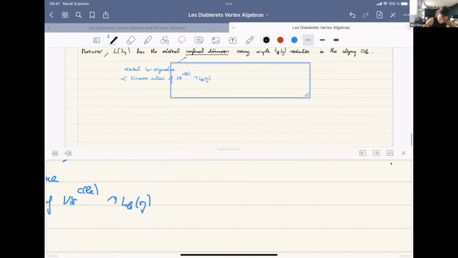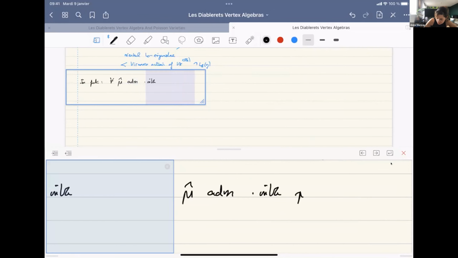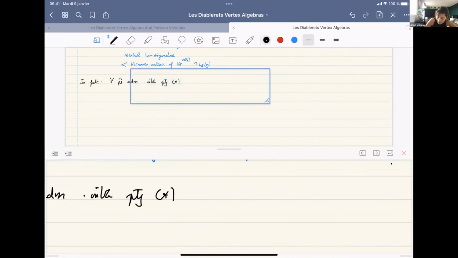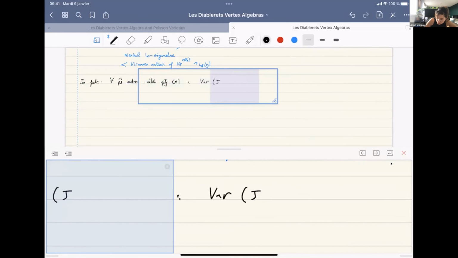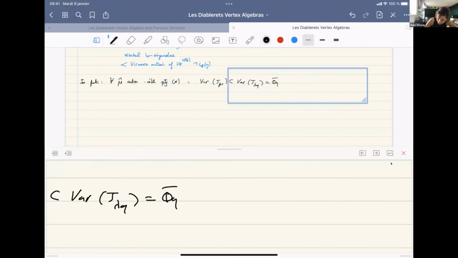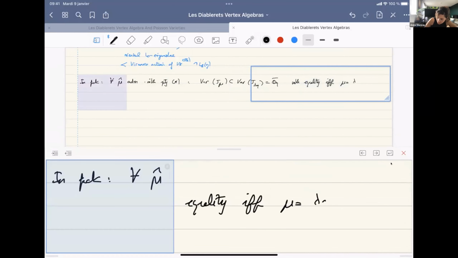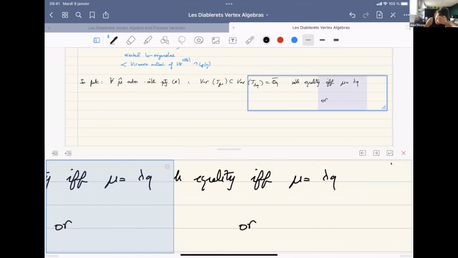And in fact, the minimality can be expressed as follows. So for any mu hat admissible with property star, as in Arakawa's theorem, the variety of J mu is contained in the variety of J lambda q, which is exactly the closure of O_q by our theorem. And with equality if and only if mu is lambda q or, so here we have less strong statements than in Barbasch-Vogan, but we have that J mu is equal to J lambda q.